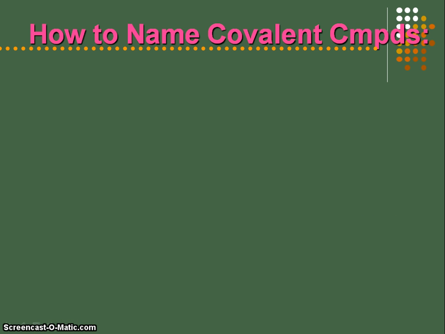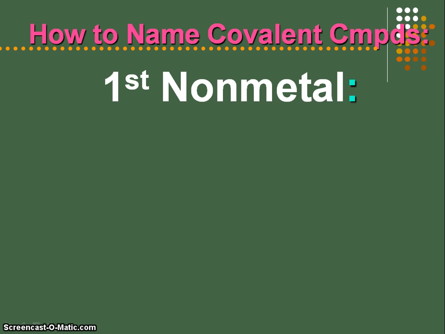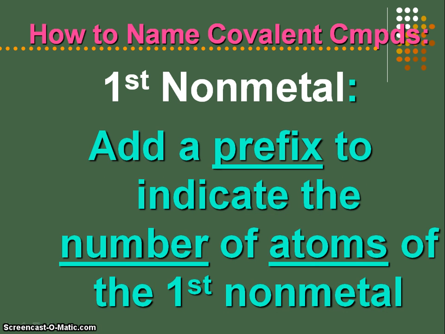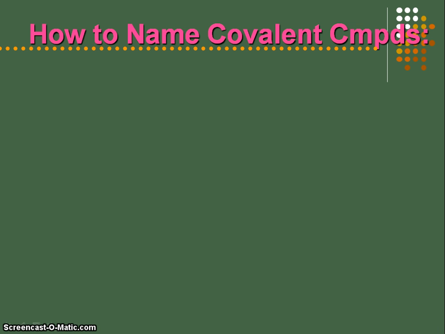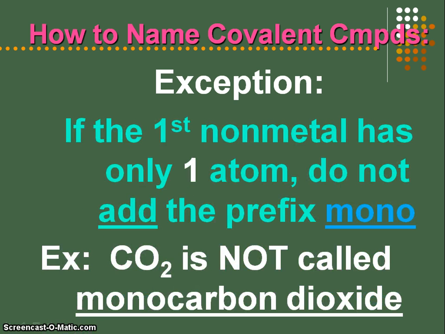So how do you name covalent compounds? Well, first let's look at the nonmetal that starts it off. For that first nonmetal, you're going to add a prefix to the name to indicate the number of atoms. The name itself stays the same. There is one exception though. If that first nonmetal has only one atom, then you will not add the word mono. For example, earlier when we named CO2, we did not call it monocarbon dioxide, we simply called it carbon dioxide. So you never use the prefix mono on the first nonmetal.